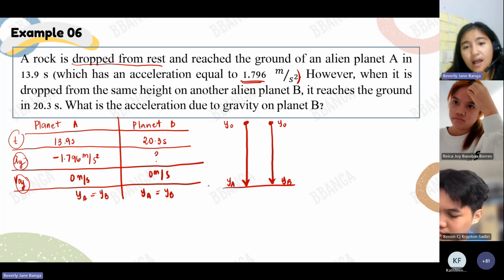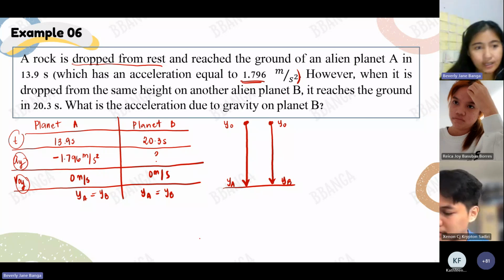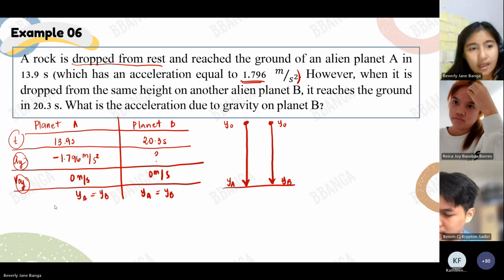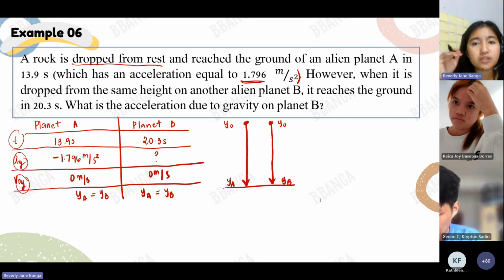Sige. I'll let you try and solve it. Maybe I'll give you 3 minutes and then we'll work on it together later, no? So 3 minutes starts now. Pag may sagot na, you can type it but please don't press enter on the chat first, no? Antayin nyo hanggang magbigay ako ng go signal para maiwasan yung gaya-gaya lang ng sagot, no?